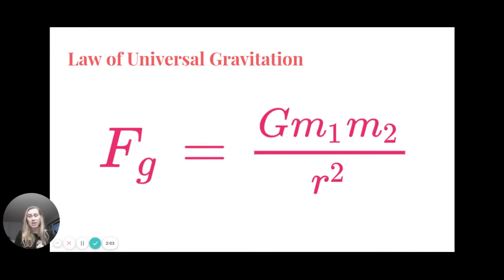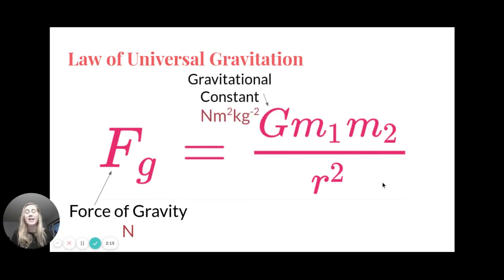Fg equals G times m1 times m2 over r squared. Fg is the force of gravity, represented in newtons, in honor of Isaac Newton, and it's equal to G, the gravitational constant. This is in your data booklet. It is 6.67 times 10 to the negative 11 newton meters squared per kilogram squared. It's a measured value that scientists have agreed upon over the years.